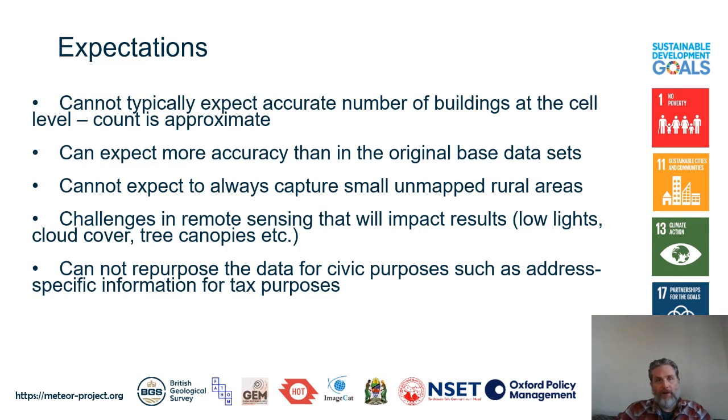And this gets right into the expectations. You cannot typically expect an accurate number of buildings at the cell level. The count is approximate. Now, if you've aggregated up with a level 4 data set, that might be an exact number. But typically, that's not something that you can expect will be there. You can expect more accuracy than the original base data sets, right? You're not going to have a census that was taken 20 years ago. Try to do your best to come up with a building exposure database and do a better job than the original census data. Even if you've scaled it, it's just not going to capture that distribution.